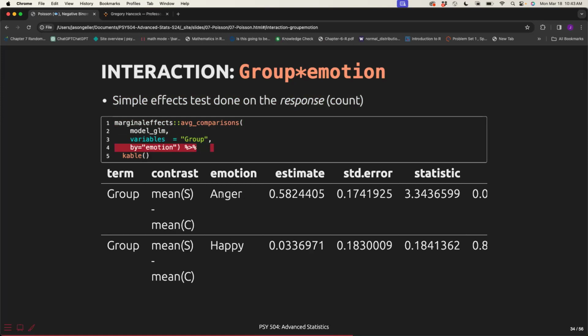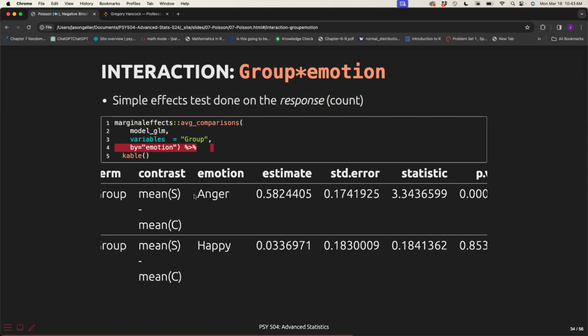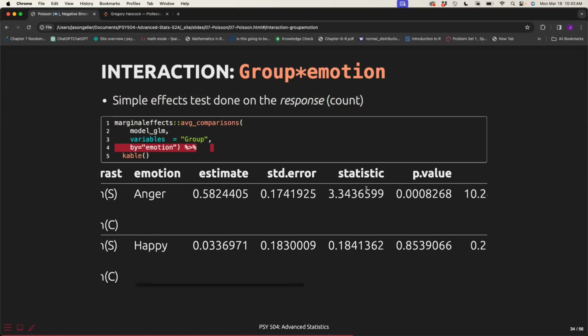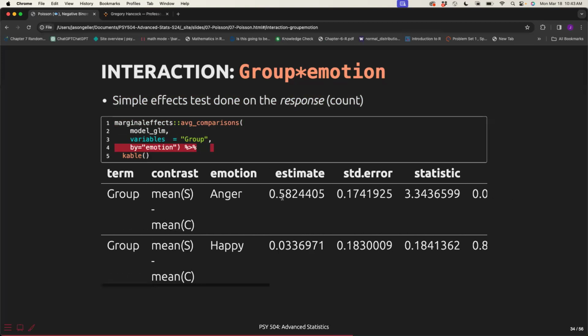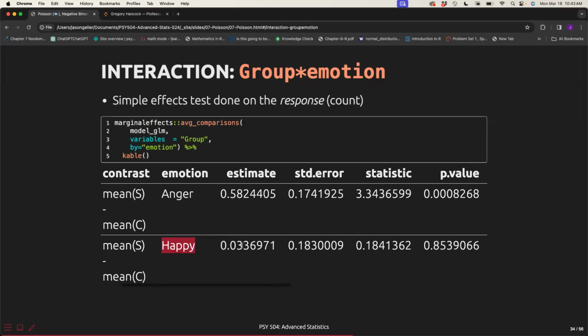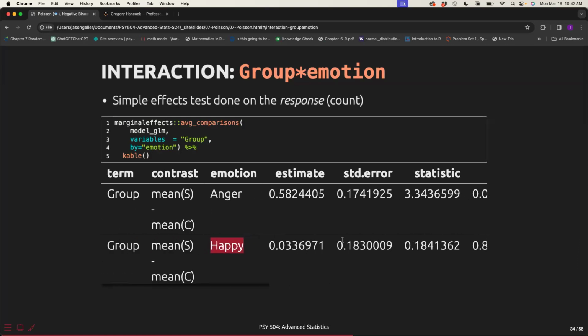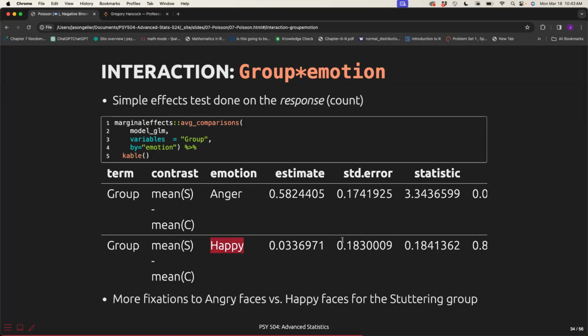And if we look at the anger emotion, what we see is that there is a statistically significant difference between the stutterers and the controls. There's about a 0.58 difference, and this is statistically significant. So what we can see is that the stutterers had about 0.58 more fixations than the control group. If we look at the happy emotion, the difference between the stutterers and the control group is about 0.03, but that's not statistically significant. So what we can conclude from this is that there are more fixations to the angry faces versus happy faces for the stuttering group.